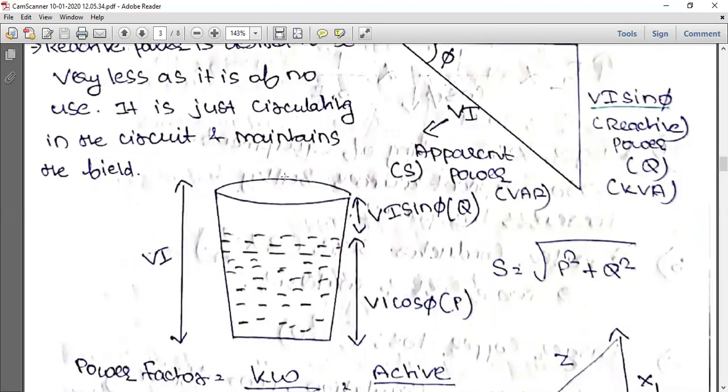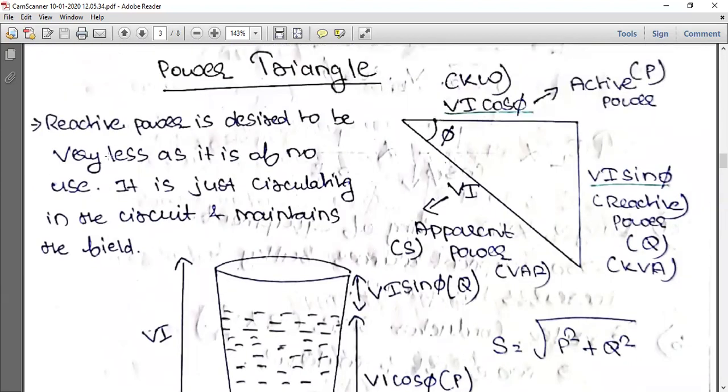If you consider a bottle full of water, then the whole bottle is considered as the apparent power. Then the major portion where water is there, it is VI cos phi, which is the active power, and where water is less, which is Q, it is the reactive power, VI sin phi. So this reactive power we actually desire to be very small, as it is of no use for useful work. It is just circulating in the circuit and it maintains the field. We need it to maintain the field, so that the motor will rotate and all. But the useful work is all done by the active power, which is VI cos phi, in kW, denoted by P.